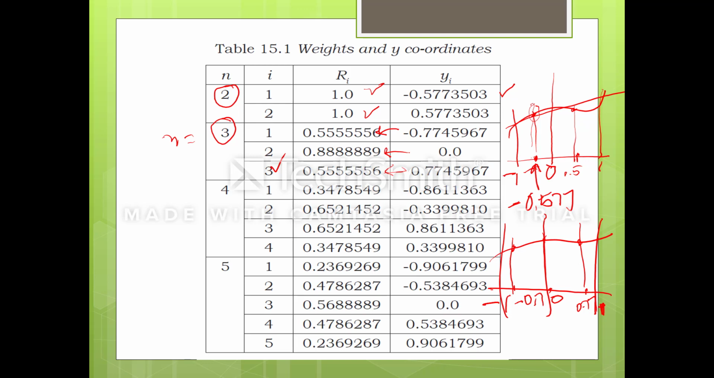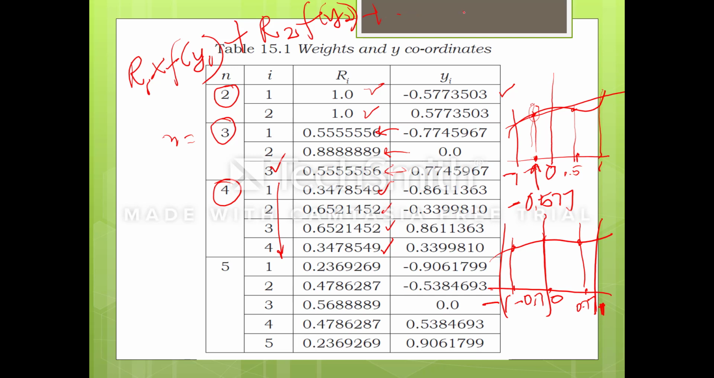And when you are taking 4 as the value of n, we will have 4 points, and each point will have a weightage as seen here. And this weightage R1 is multiplied by f(y1) and added with R2 f(y2) plus like that.